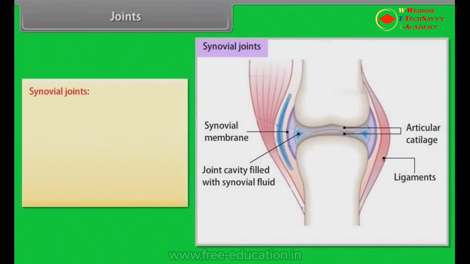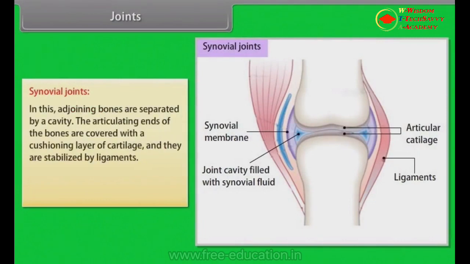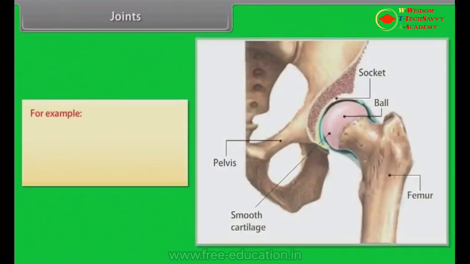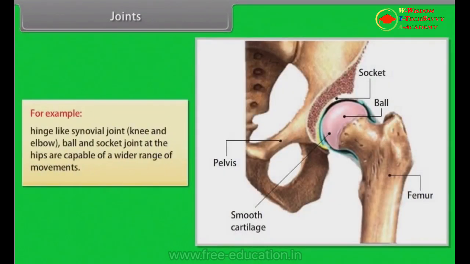Synovial joints. In this, adjoining bones are separated by a cavity. The articulating ends of the bones are covered with a cushiony layer of cartilage, and they are stabilized by ligaments. Synovial joints are built to allow movement. For example, hinge-like synovial joints such as the knee and elbow, and the ball and socket joint at the hips are capable of a wider range of movements.